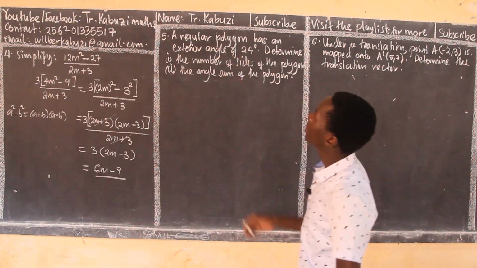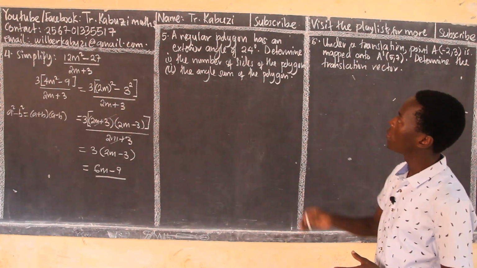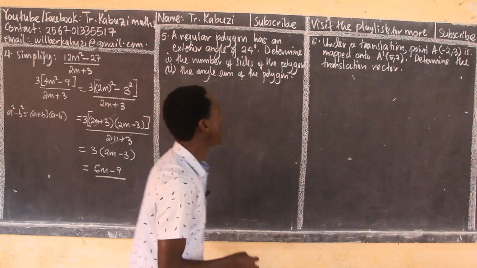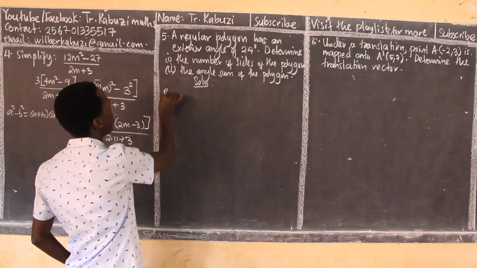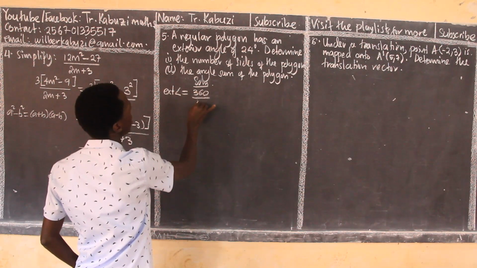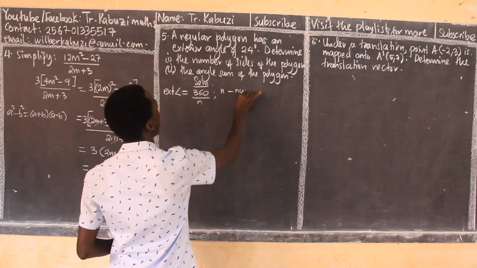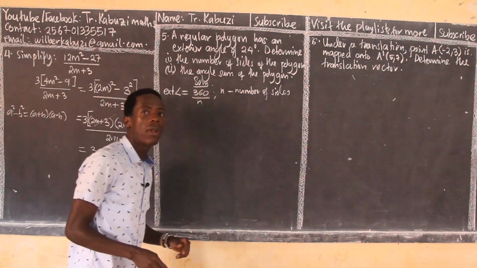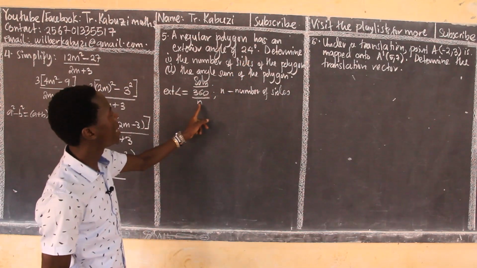So when I come here, this one is saying a regular polygon has an exterior angle of 24. Determine the number of sides of the polygon. So now we know how we get the exterior angle. In our solution, we know that the exterior angle is given by 360 over n, where n is the number of sides of that regular polygon. Now they are giving us the exterior angle as 24. Now they want us to get the number of sides.